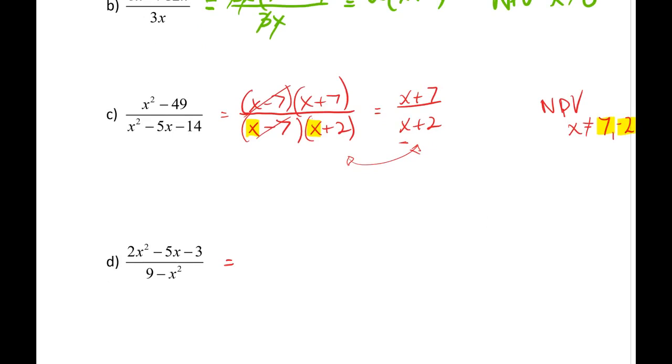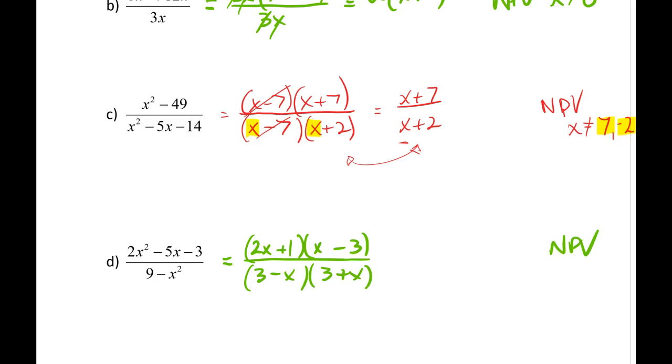Okay, let's do this one. Again, take some time by pausing the video to factor this yourself. You want to become good at this. So 2x and x minus 3 plus 1. And the denominator is 3 minus x, 3 plus x. NPV, x cannot be plus or minus 3.